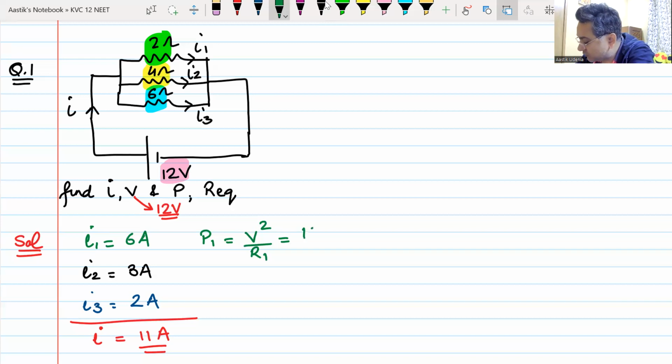V square is 12 square. 12 square is 144, divided by 2. So that will be 72 watt.